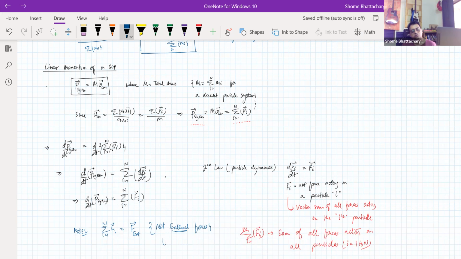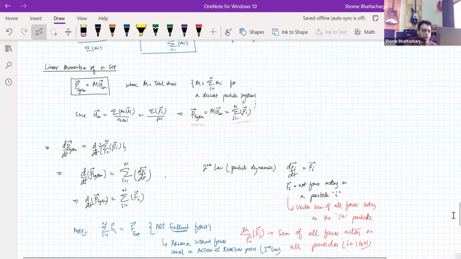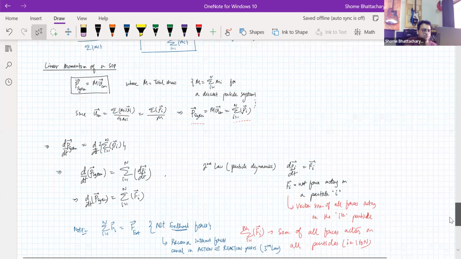Because internal forces cancel in action-reaction pairs, Newton's third law. So the right hand side of this equation, the rate of change of momentum equals the summation of all the forces. Now we'll be left with only the net external force.